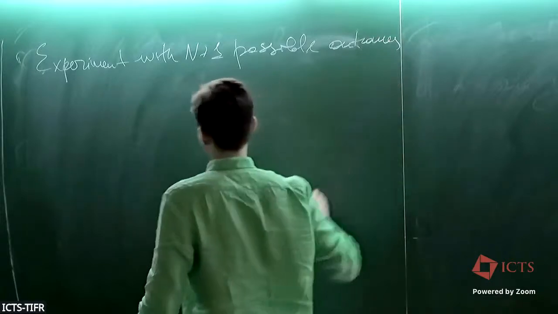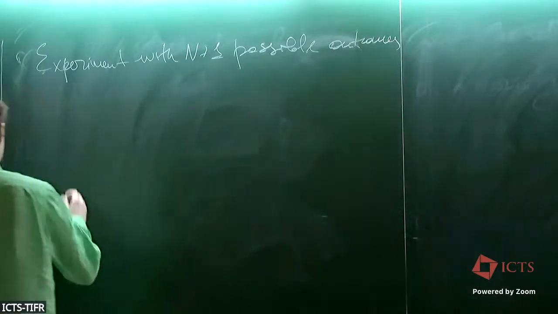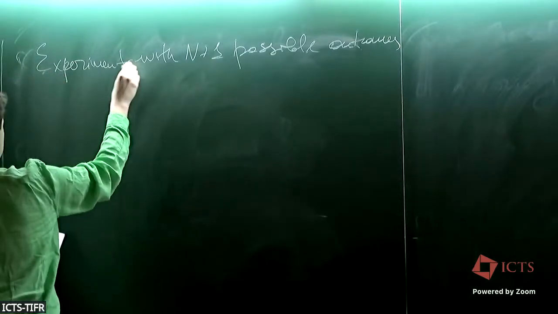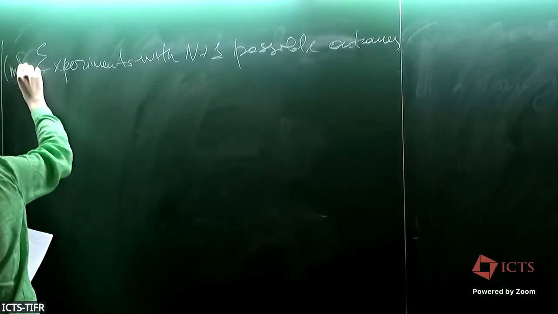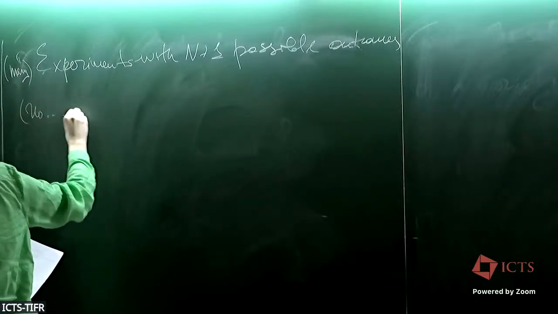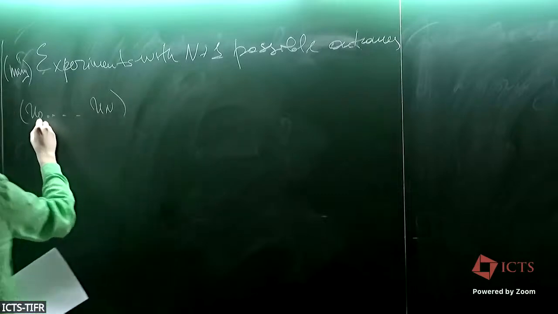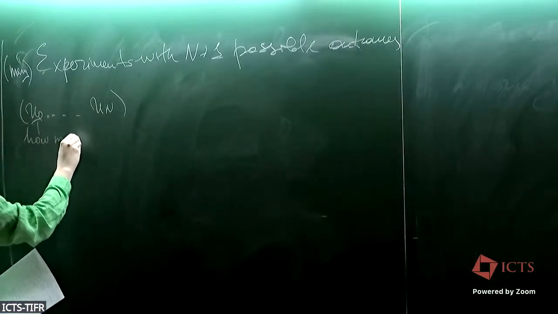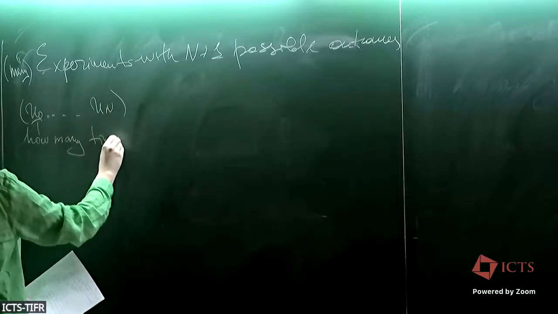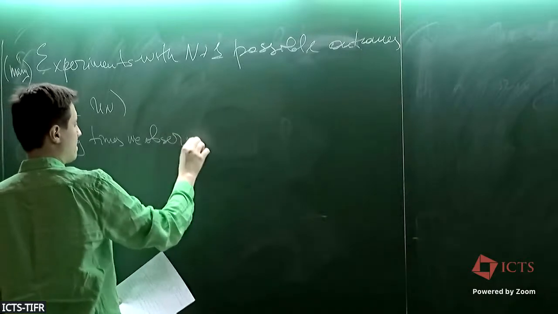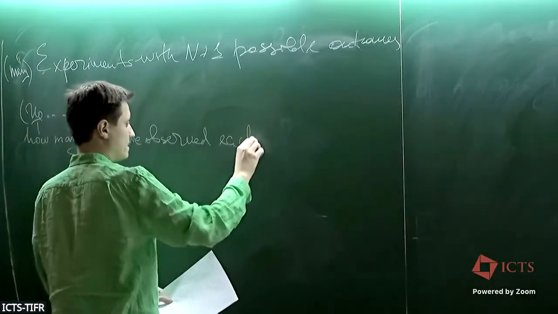And what we want to do, we want to record the outcomes. We have a series of experiments, so many experiments, and we observe frequencies u0 through un. This is how many times we observed the ith outcome. How many times we observed each outcome.